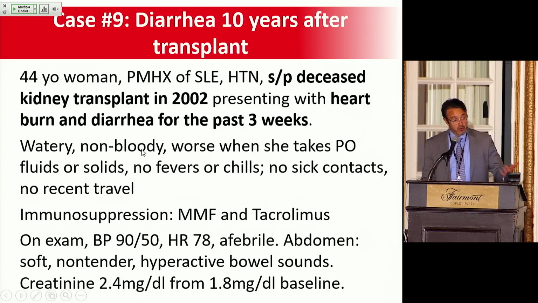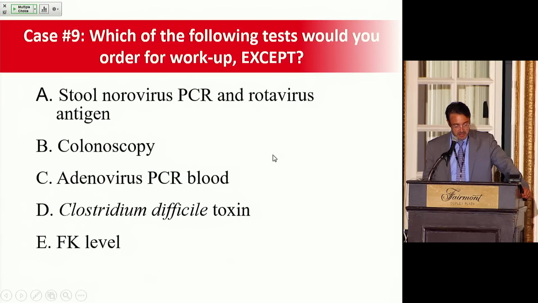She has a watery, non-bloody diarrhea. It's worse when she takes PO fluids or solids. She has no fever or chills and no sick contacts or recent travel. Her immune suppression consists just of mycophenolate and tacrolimus. She's slightly hypotensive, but not tachycardic, afebrile. Abdomen is soft, non-tender with hyperactive bowel sounds. Creatinine was up at 2.4 from 1.8 at baseline.